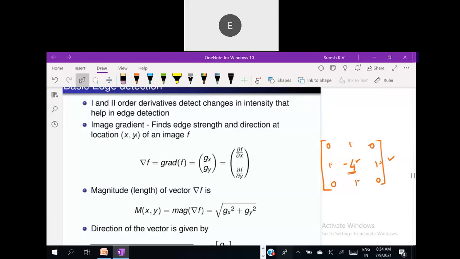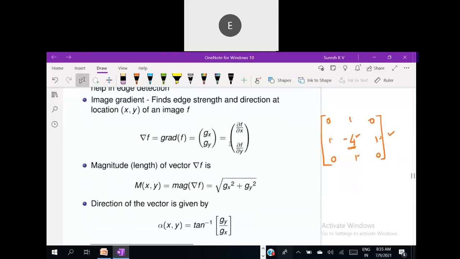Now, the image gradient finds edge strength and direction at any location. I think all of you know what a gradient means. A gradient means I need to take a partial derivative along a particular direction. So a gradient along x direction means I take the partial derivative along x direction, and similarly along y direction, and then the magnitude of the gradient can be determined by taking the square of each derivative and the root of that.